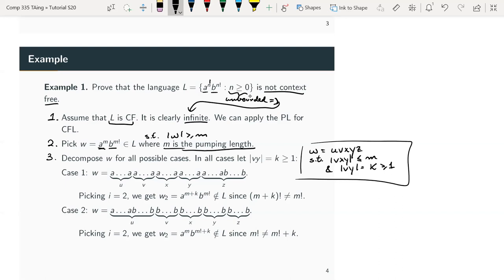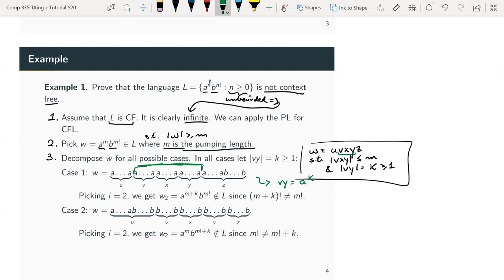Well, the first two are quite straightforward. The first one is essentially where your vxy, your middle string here, is only going to contain a's. So we see here that vxy is among the m a's. So we have that |vxy| is at most m because it's among the m a's. And we're going to assume that the length of v with y is at least one. So in this case, if we assume that the length of vy is k, vy together looks like a^k, so k number of a's.